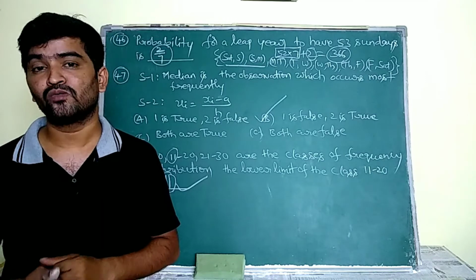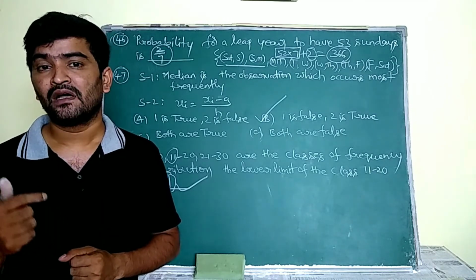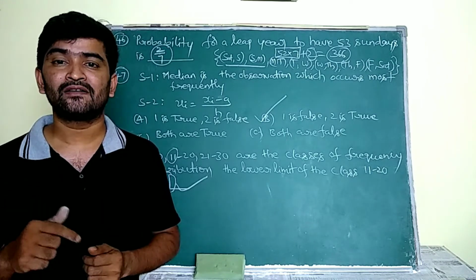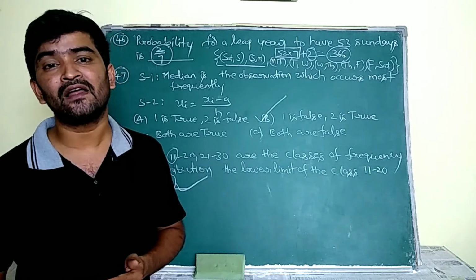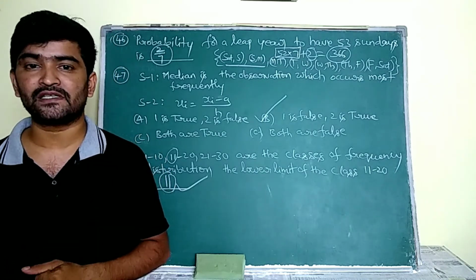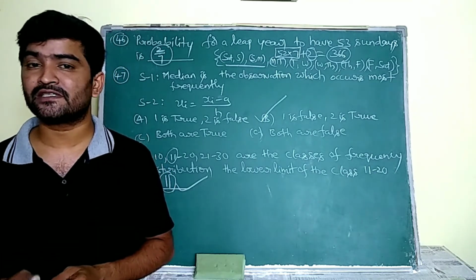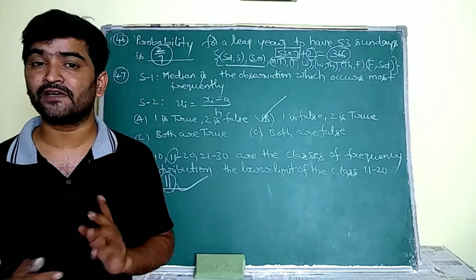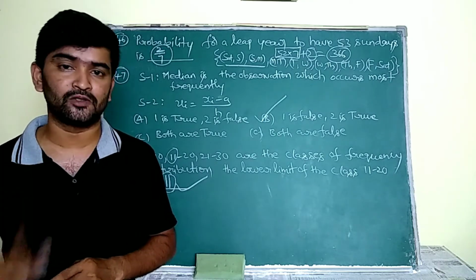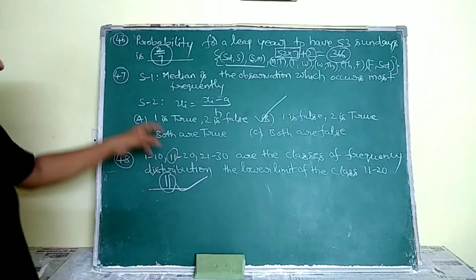Understand? Now if he is asking you to find the probability of not getting 53 Sundays in a non-leap year, then it is 6 by 7. You have to remember these bits. These are very important bits. Definitely you are going to get 1 out of these 4. Understand? Now coming to the next bit.